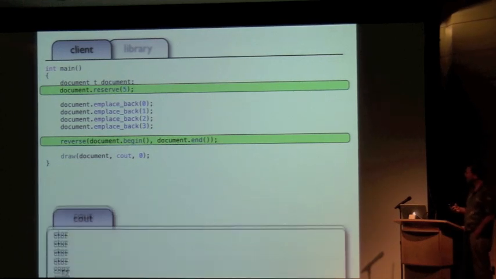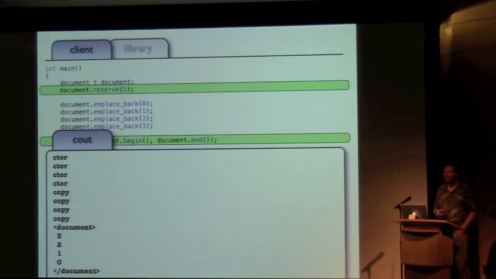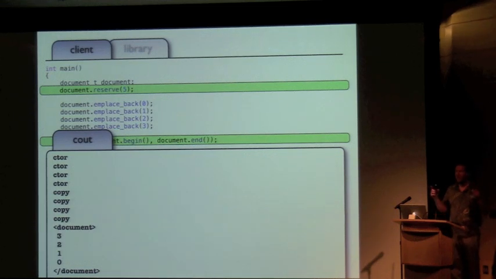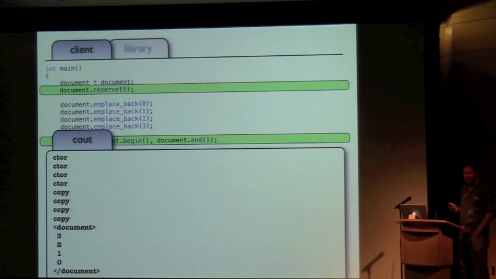Six copies. Yeah. Not quite. It turns out we get four ctors, four copies. Okay. The copies are coming from inside that reverse call, okay, inside the swaps. We don't have a swap defined. Okay. So test it with your compiler. Two swaps.